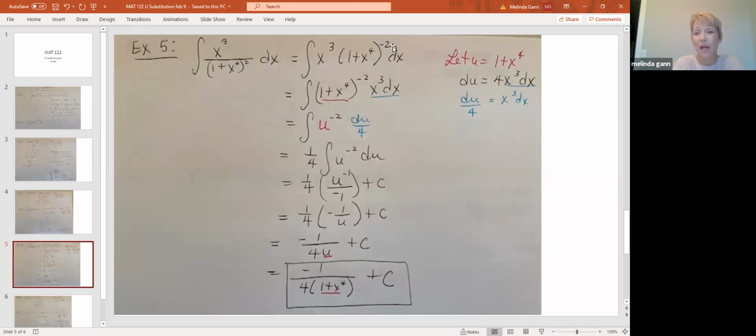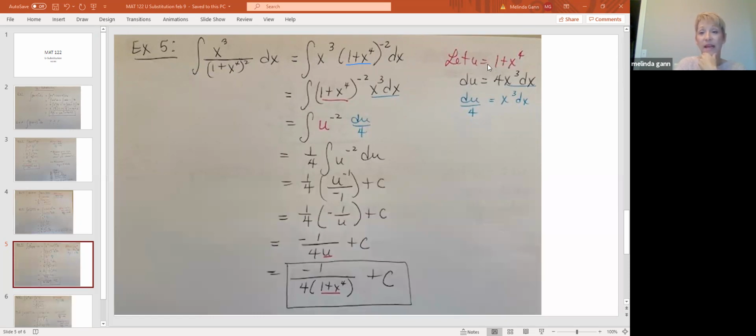Okay, now I don't know how to multiply out something to the -2. So I'm stuck again. So here's what I'm thinking. I notice I've got something to a power. So I decided to let u be the something. Okay, so I'm going to let u be the inside part. So that's why I let u be 1 plus x to the fourth.